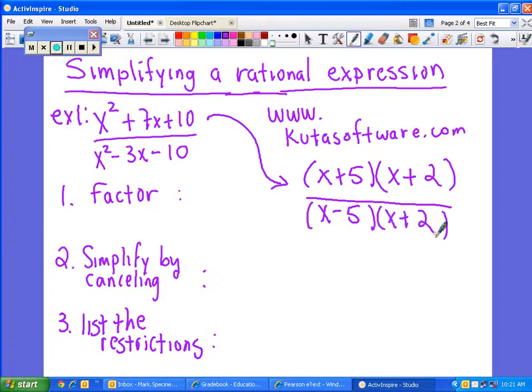Okay, so that's step number 1. Now, we're going to see different ways of factoring, but generally speaking, step number 1 is to factor. So that was just step number 1, factoring out the numerator.